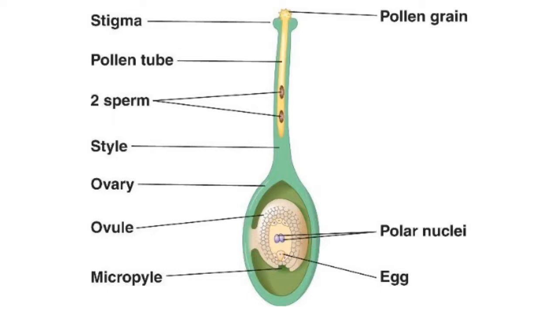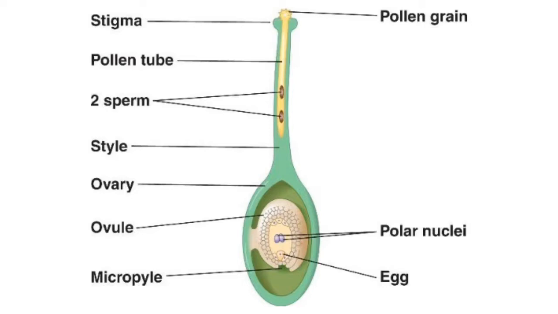After compatible pollination, the pollen grain germinates on the stigma to produce a pollen tube through one of the germ pores. The contents of the pollen grain then move into this tube. The pollen tube grows through the tissues of stigma and style, which is an elongated part of the stigma, by secreting enzymes that digest them.